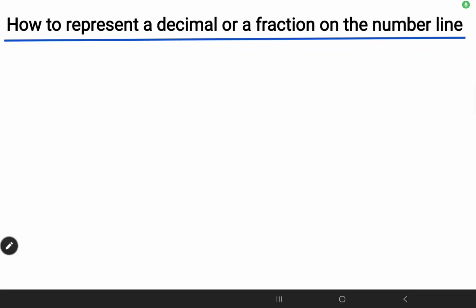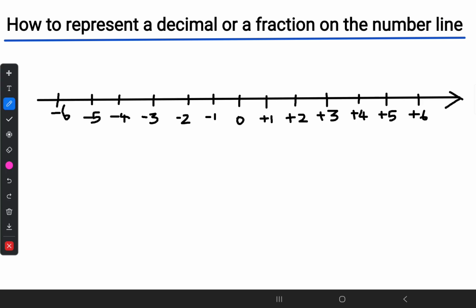To represent a decimal or a fraction on a number line, first, let's draw a number line. Thereafter, I'll explain. Let's have some values. First, I'll give you 7 divided by 2. Point A is 7 divided by 2. And so, how to represent this one?